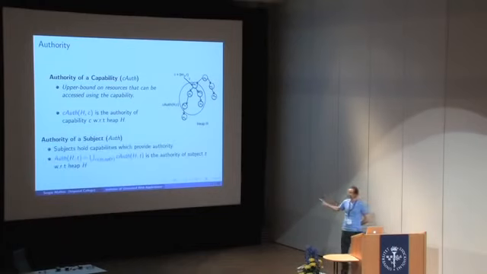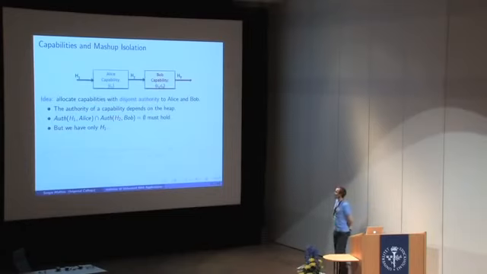So this concept of authority of a capability is easily extended to authority of a subject, because a subject is a piece of code. We look into the piece of code, and for all the capabilities that are in the piece of code, we collect their authority. So this is just a natural extension.